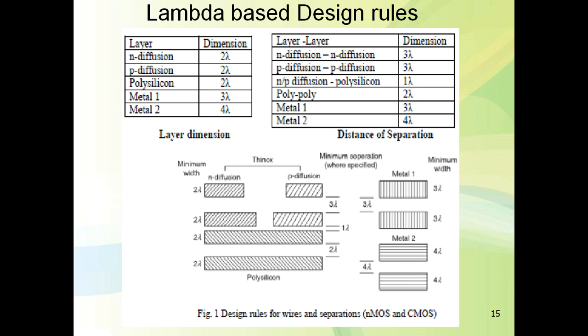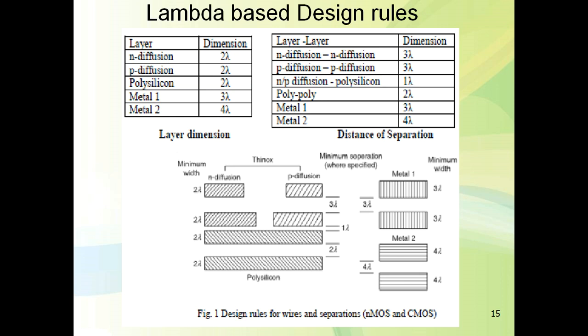What is the goal of the design rules? Rules are simple, constant in time, applicable to many processes, standard among many implementations. So this is the goal of the design rules. Now we will see the lambda based design rules.